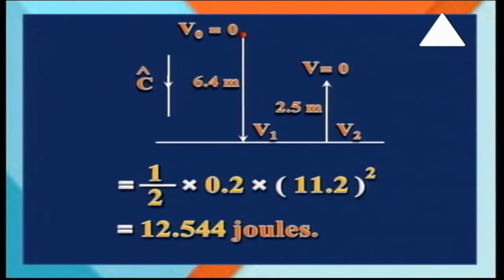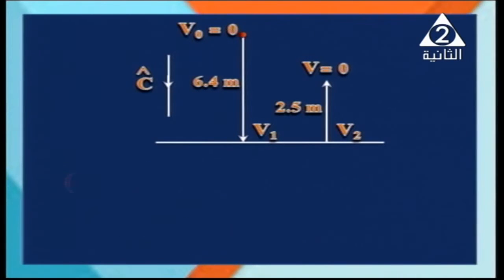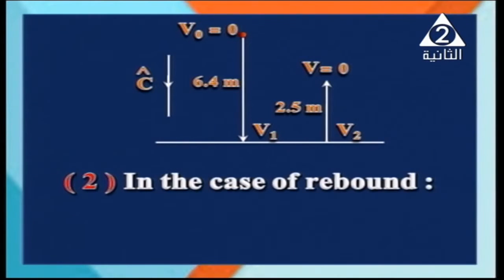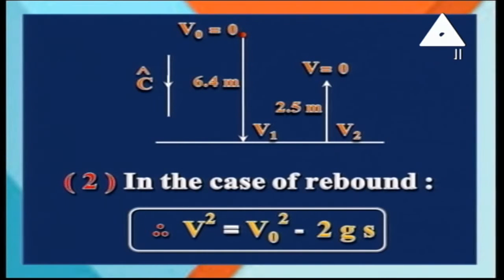Then, my dear student, in this case of rebound, also V squared equals V naught squared minus 2GS. Why minus? Because the motion is up. By using gravity force, G equals minus, or negative. V squared equals V naught squared minus 2GS.